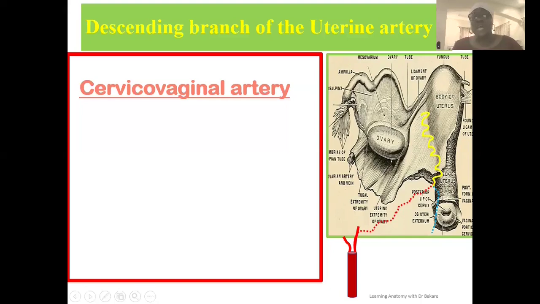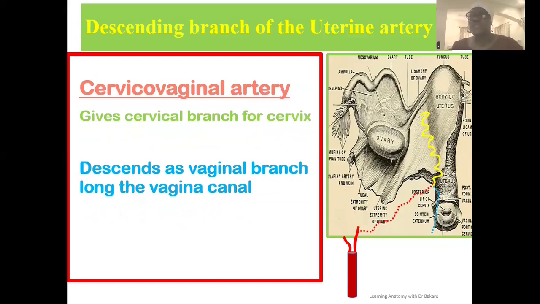So this artery at this point, we give off a branch to supply the cervix at this region that is highlighted here in white. And this artery then further drives down along the lateral wall border of the vaginal canal. And this is where it gives off the vaginal branch of the uterine artery. So the vaginal branch of the uterine artery specifically from the descending branch of the uterine artery.